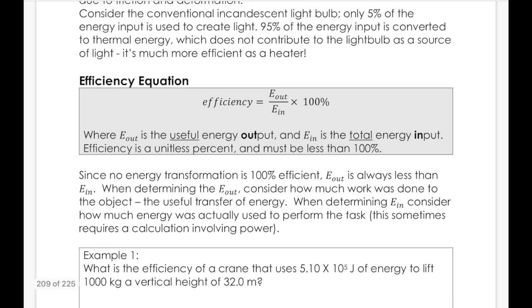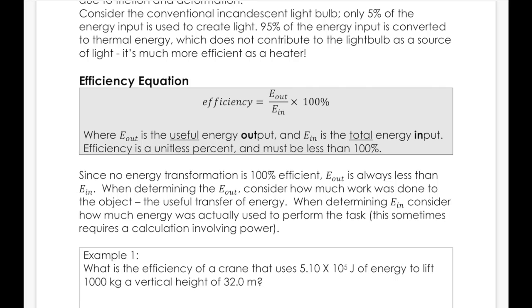So for our efficiency equation, we have efficiency equals E out divided by E in, times 100%. So E out is the useful energy, or the output, and E in is the total energy that was input to the system. So efficiency is a unitless percent, and it must be less than 100%. Okay, if you put in a certain amount of energy, you're not going to get out more energy in this case. Okay, it's generally going to be less.